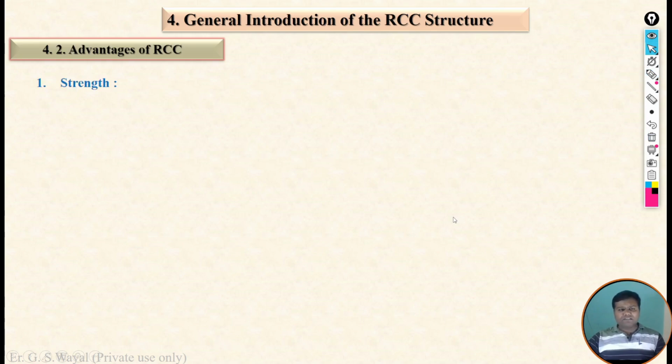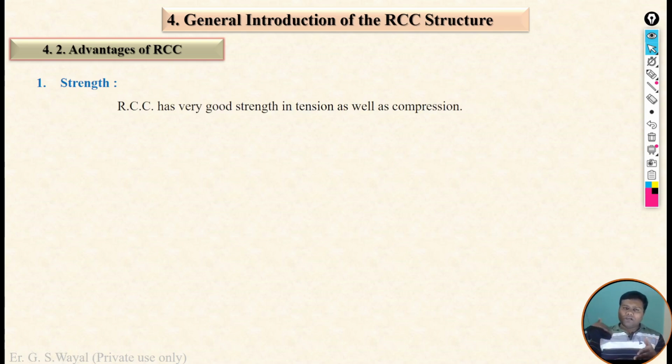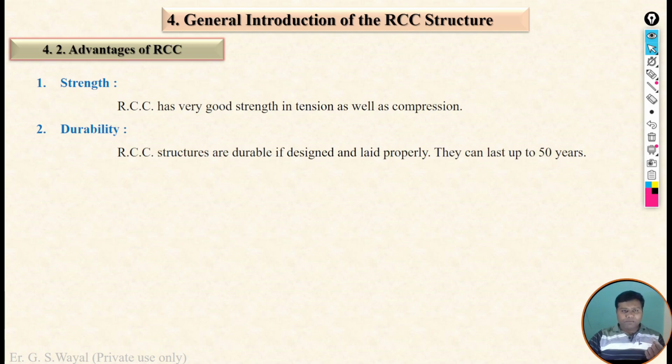Then the advantages of RCC. First, strength. RCC has very good strength in tension as well as compression, because we are using steel to resist the tensile forces and concrete for the compression. So strength is good. Durability: RCC structures are durable if designed and laid properly. If the structural engineer has designed that RCC structure properly, the durability is very good, and it can last up to 50 years.